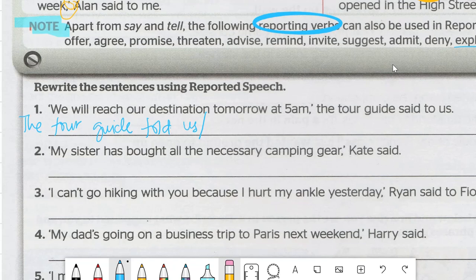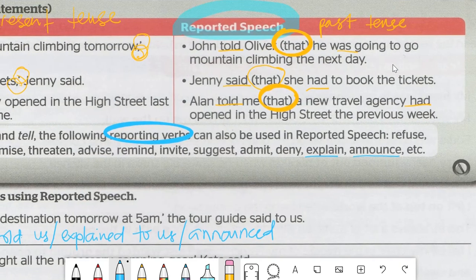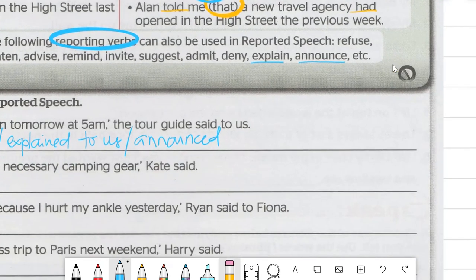Okay, so the tour guide told us, or explained. Remember, your verb must be in past tense, because in reported speech it should be in past tense. Explain to us, or announce. Announce, no need for us. Announce is already able to stand on its own. The word announce, then that. Notice the word that here. Announce that.